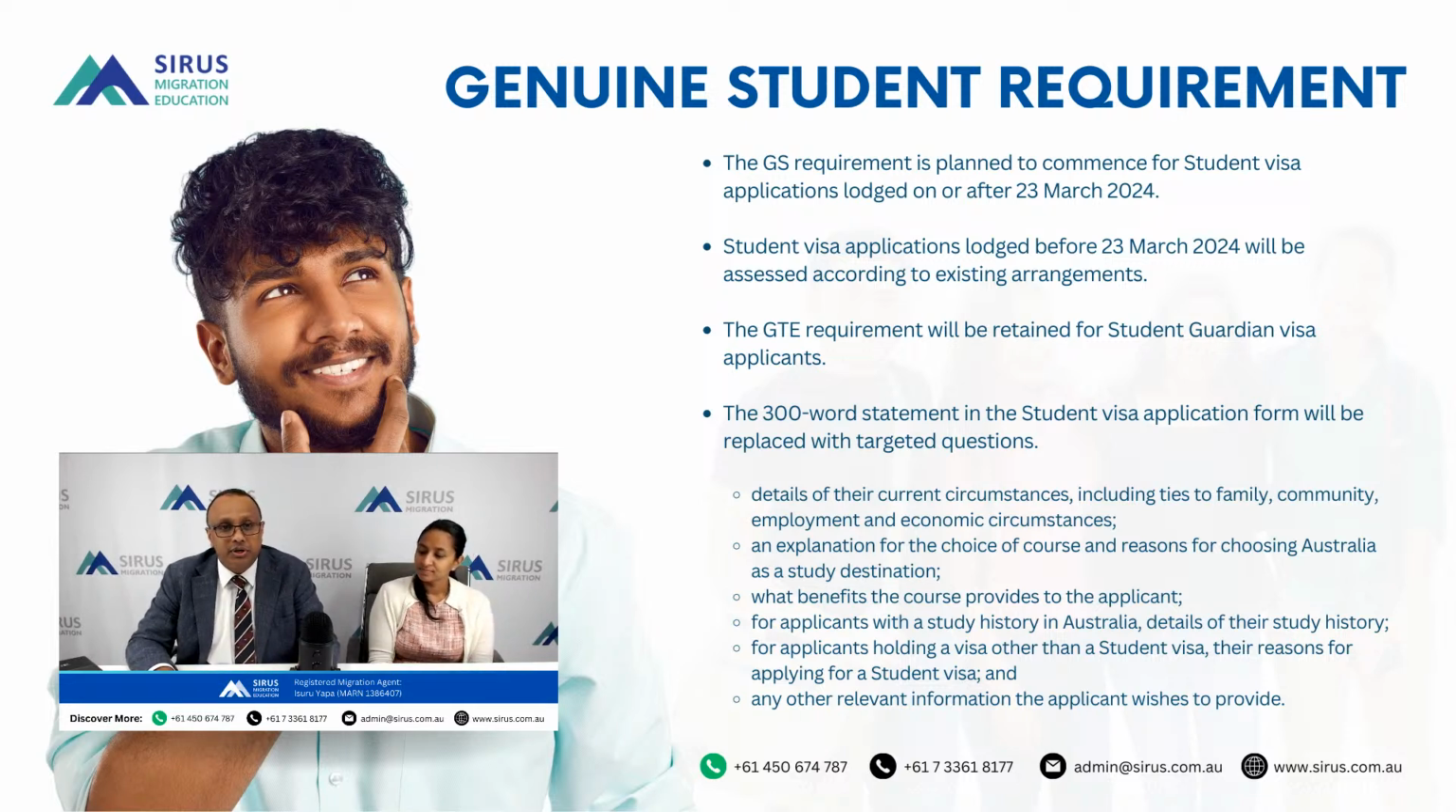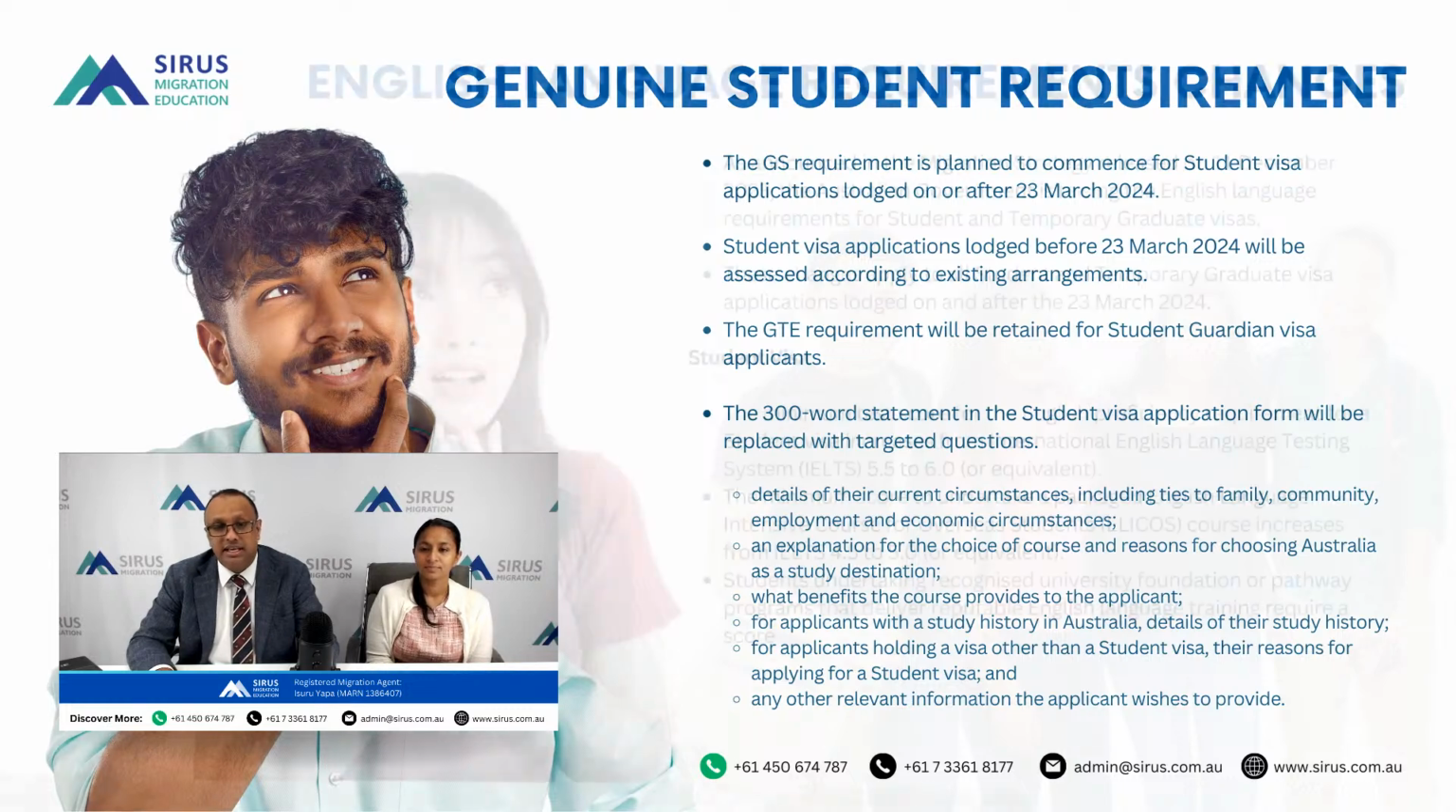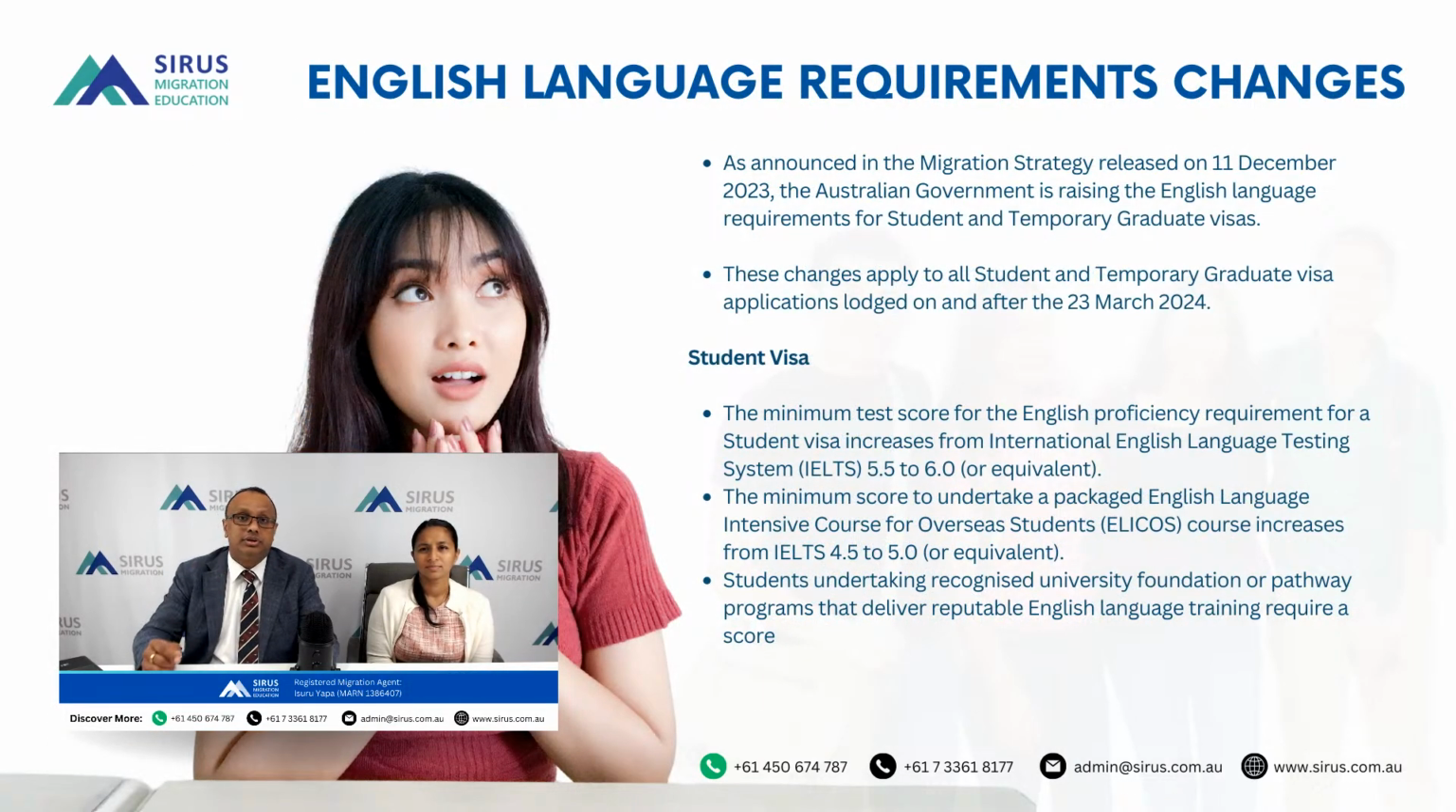I think we've spoken about this last time as well. The English requirement has changed slightly. English requirement for diplomas and student visa in general has been changed from 5.5 to 6. And ELI courses, if you're planning to come to study an ELI course, the requirement was 4.5. Now it has jumped from 4.5 to 5, and foundation courses have 5.5.